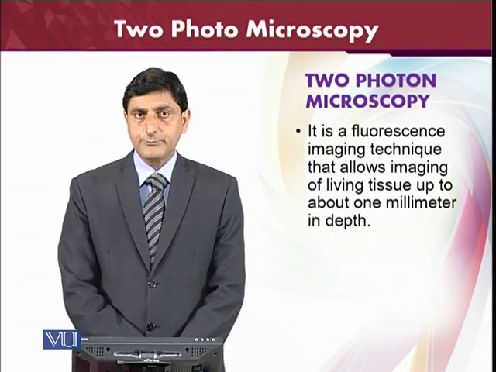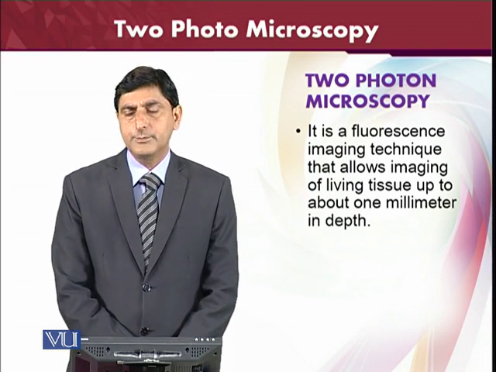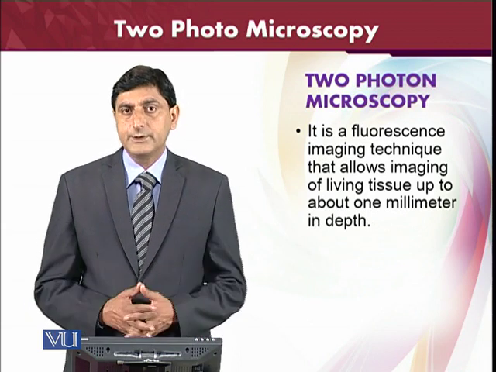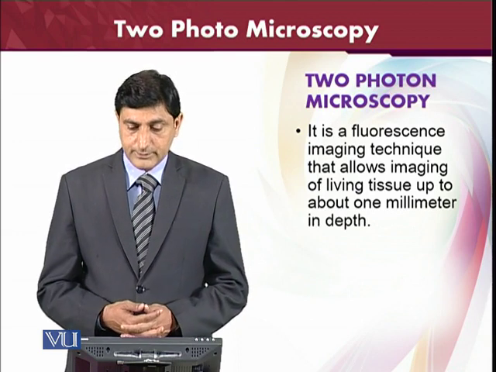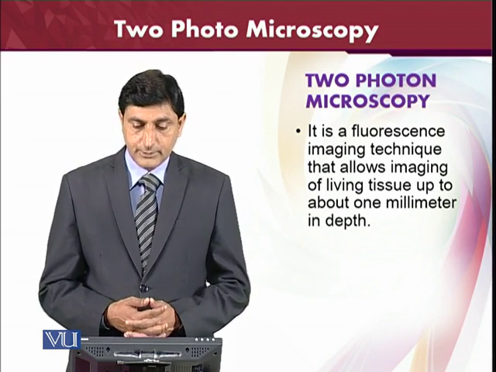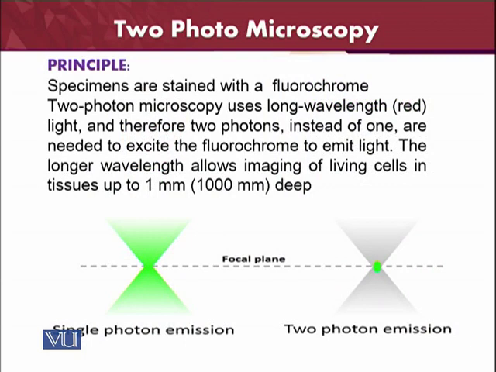Before, when we were studying the confocal microscope, we were able to see images less than 100 micrometers in depth. Now we will see about 1 millimeter in depth with the two-photon microscope. The basic principle behind two-photon microscopy is that the specimens are stained with a fluorochrome.